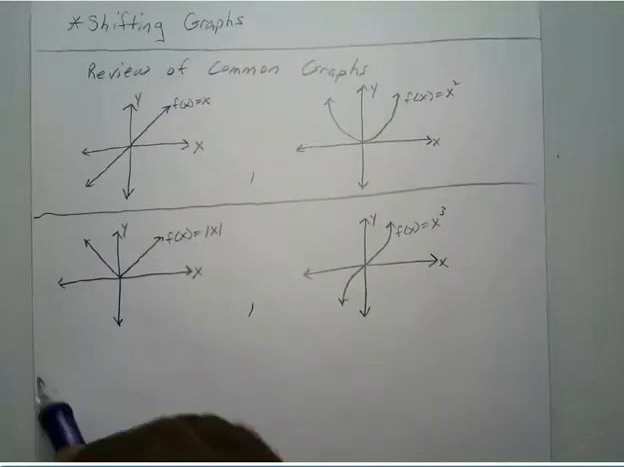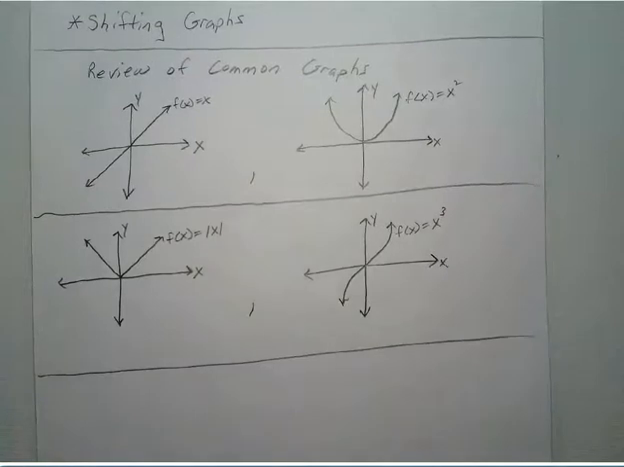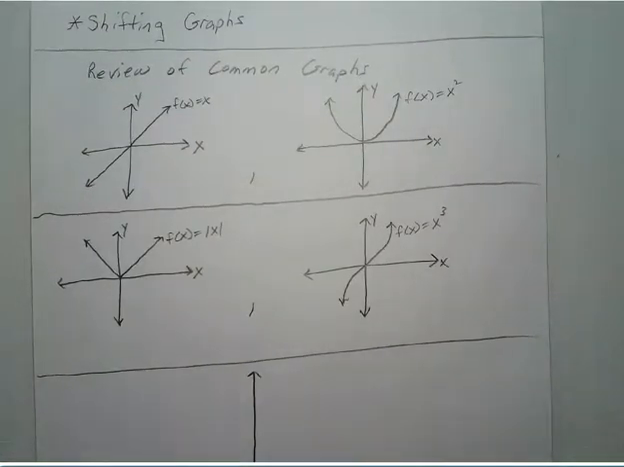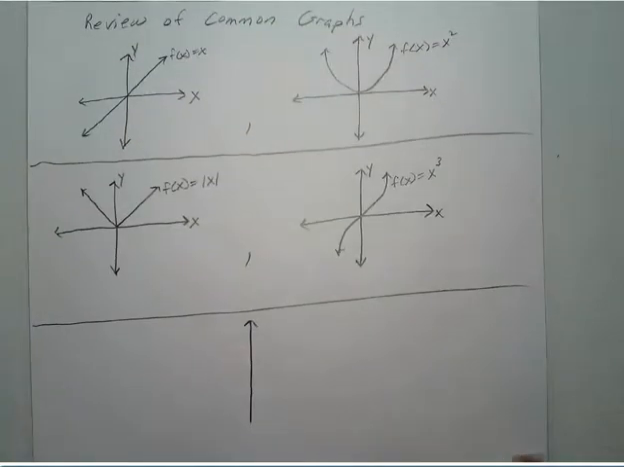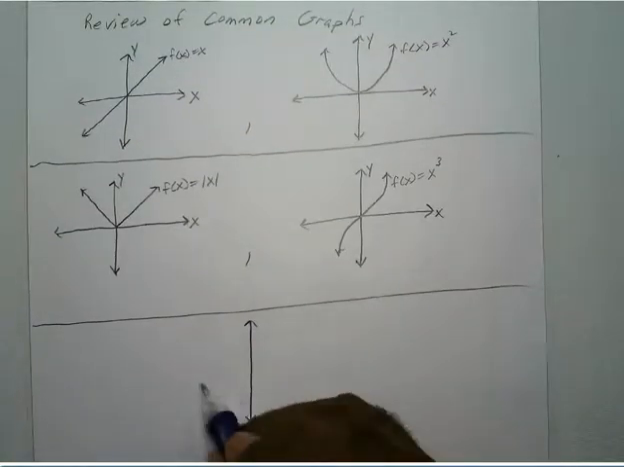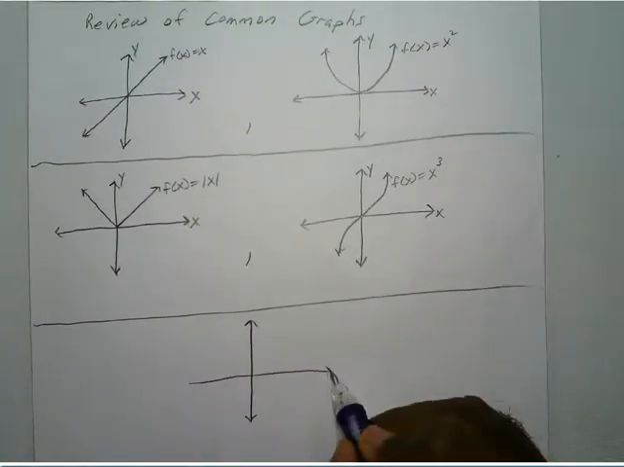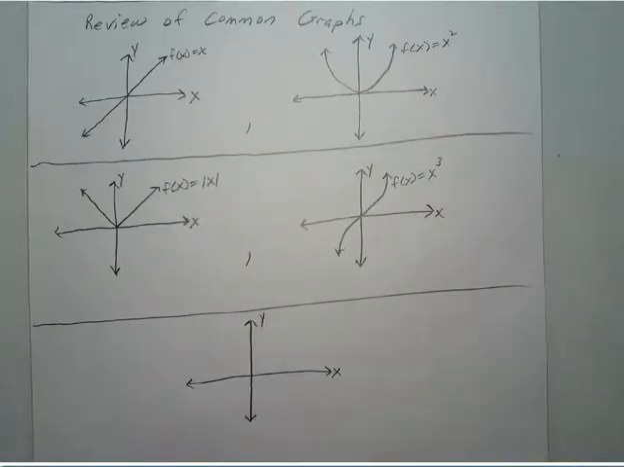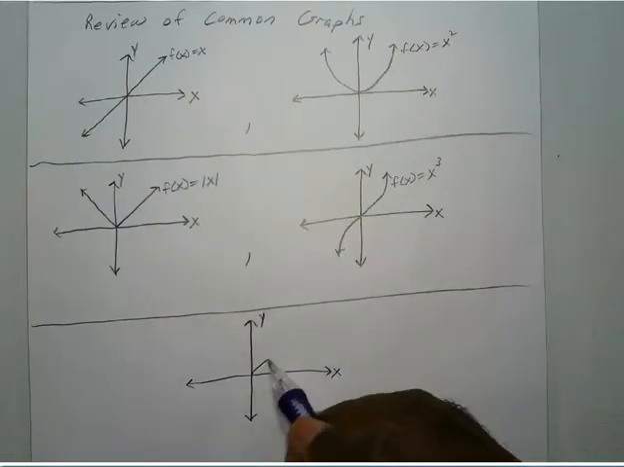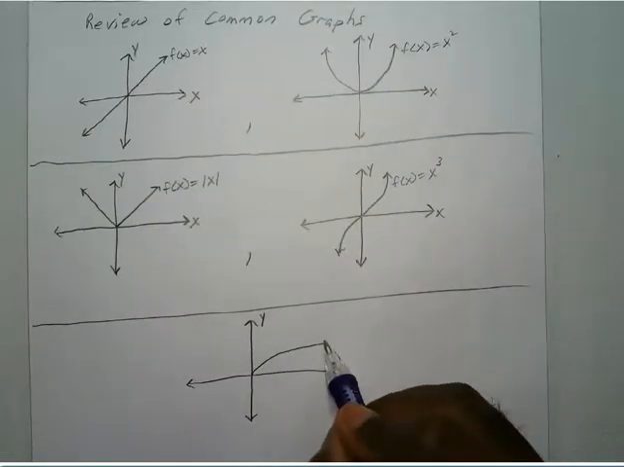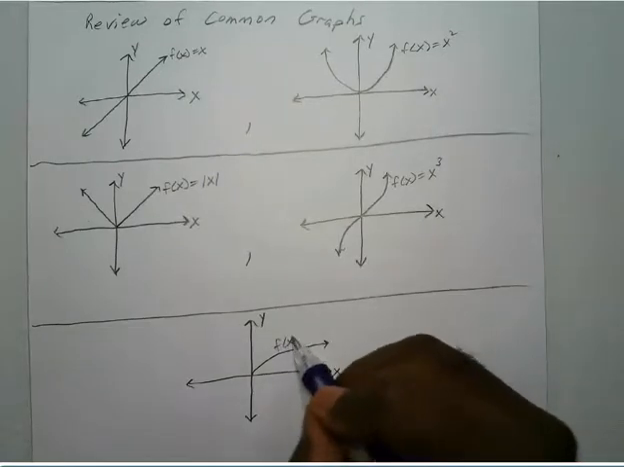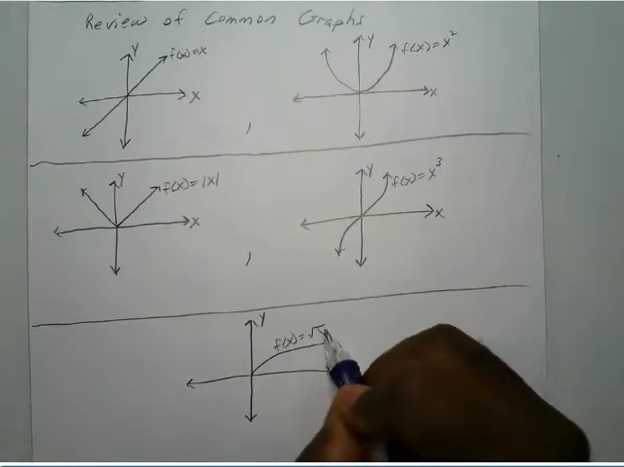Okay, and last but not least, let me move that up a little more. We draw our x and y axis again. And this graph looks something like this. This is our f of x equals square root of x.